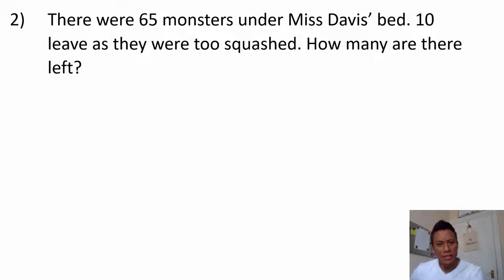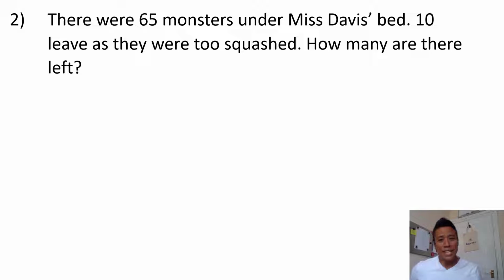Okay, if you're happy with that, go to question number 3. Alright, second part, I'm going to read it to you. There were 65 monsters under Miss Davis's bed. 10 leave as they were 2 squashed. How many are there left? Pause the video now and have a little go.